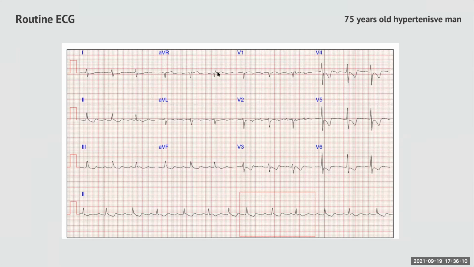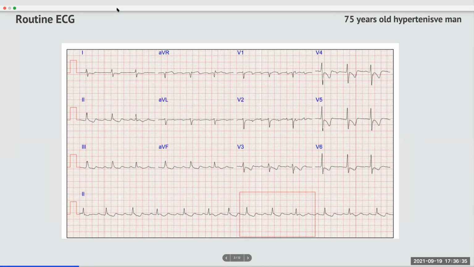Don't go to the diagnosis. Just explain what you see, starting with the basic methods of looking at the rate, rhythm, axis, and so on and so forth. Anyone can go. Don't worry, we are all friends here. We are not going to judge you.